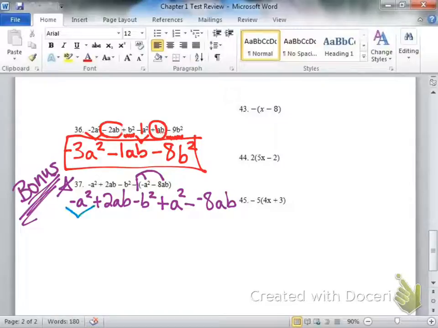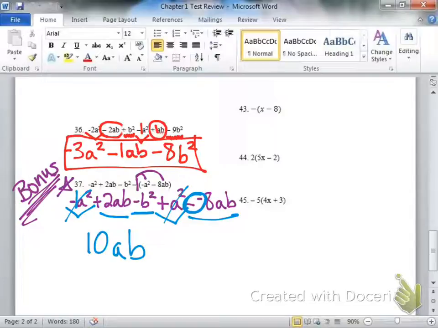All right, so let's do the a squareds. I have negative 1a squared plus 1a squared. That's 0a squared. A squareds are gone. Let's look at our ABs. I have 2ab plus a negative 8ab. That's like 2ab plus 8ab. That's 10ab. And then there's nothing that goes with the b squared, so minus b squared.